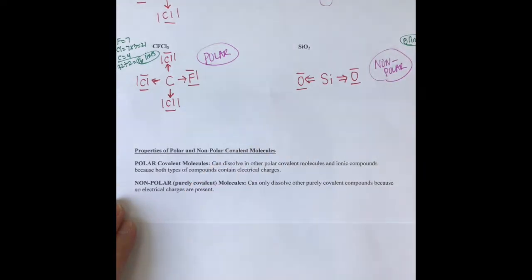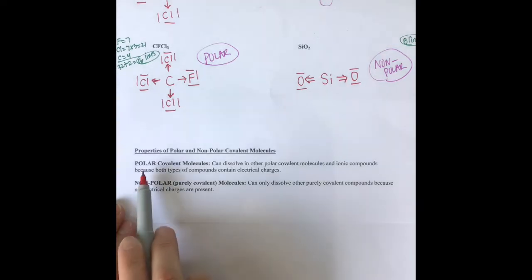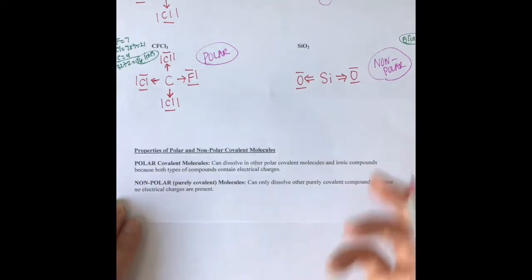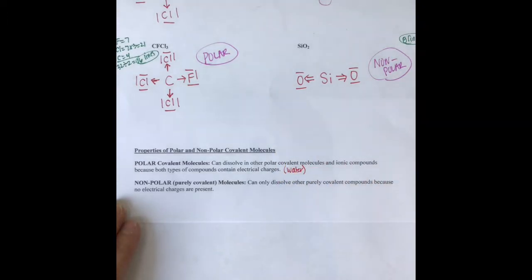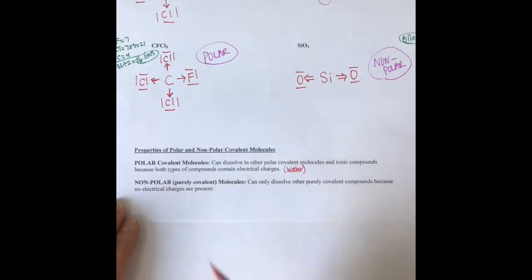So here in your notes, I just want to give you a couple of examples. One common example of a polar molecule is water. When you draw out water, it is very asymmetrical. And an example of a nonpolar are going to be your oily substances.